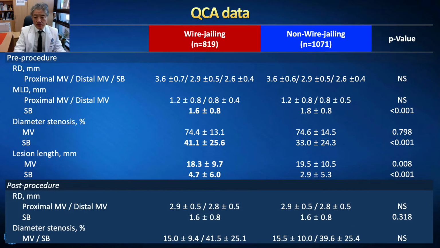On the comparison of the QCA data in the pre-procedure analysis, the wire jailing group had a greater diameter stenosis, longer lesion lengths of the side branch, and shorter lengths of the main vessel compared with the non-wire jailing group. In the post-procedure QCA, there was no significant difference.